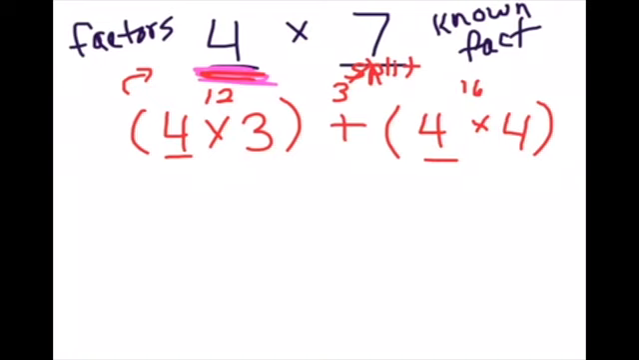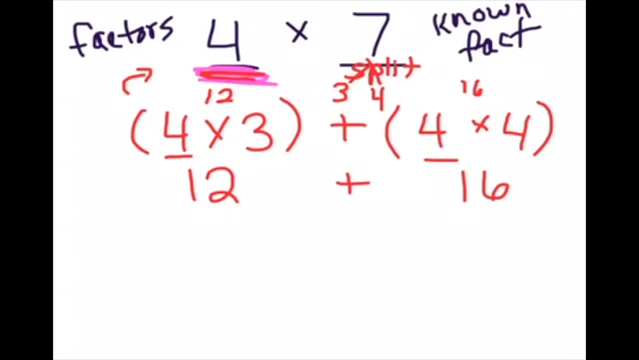So we split our 7 into a 3 and a 4. And is that true? Does that make 7? 3 and 4, they do make 7. So I don't need to do any more splitting this time. So we have 12 plus 16. That is going to be our answer for 4 times 7 because we split it into a 4 times 3 plus a 4 times 4.